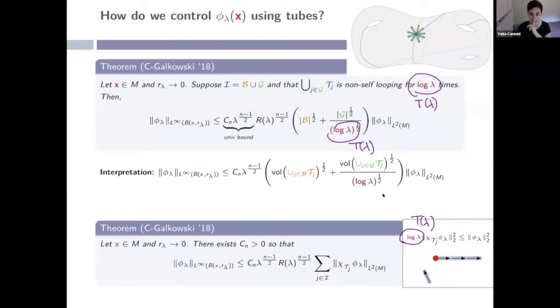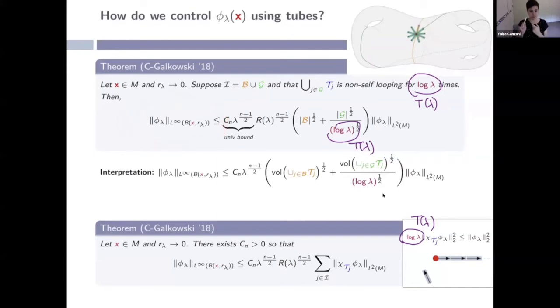Another comment that I have is that this theorem is also more general in the sense that you don't have to split your tubes just in two groups, the good and the bad ones. Actually, what we did allows you to split your family of tubes into a collection of families, each of them non-looping for different times. And then the upper bound on this quantity is going to be given in terms of those non-looping times.